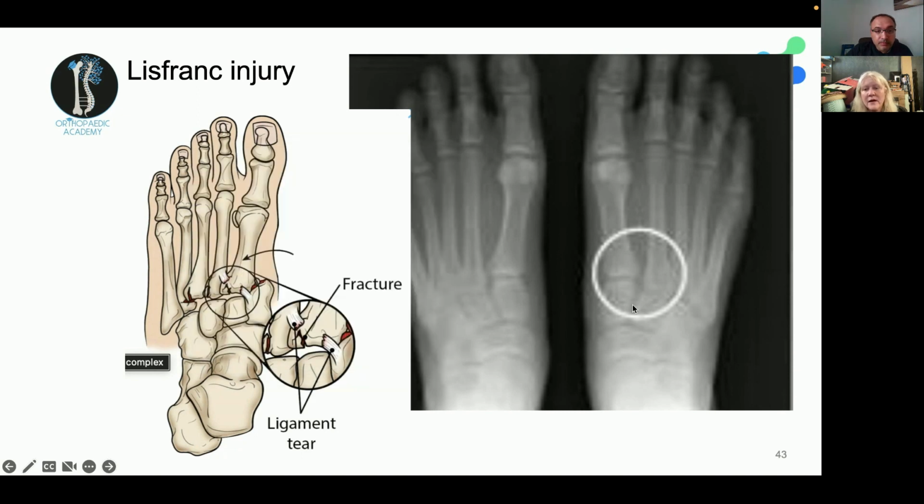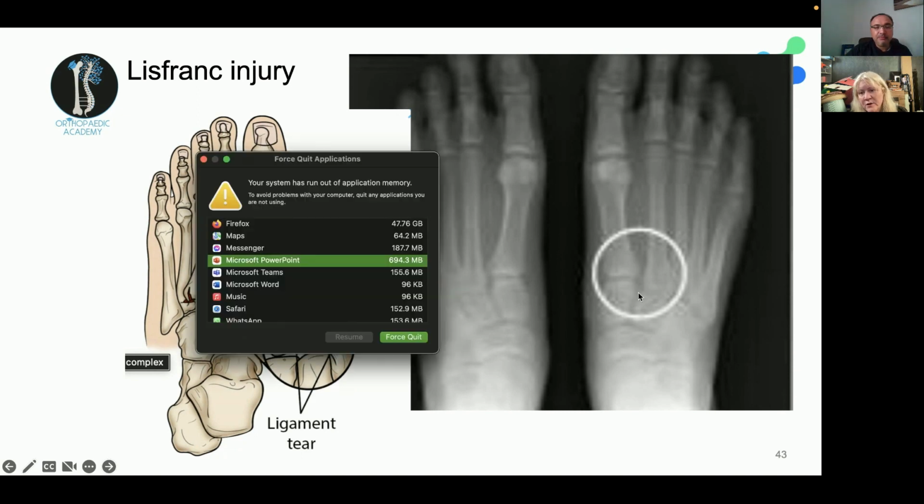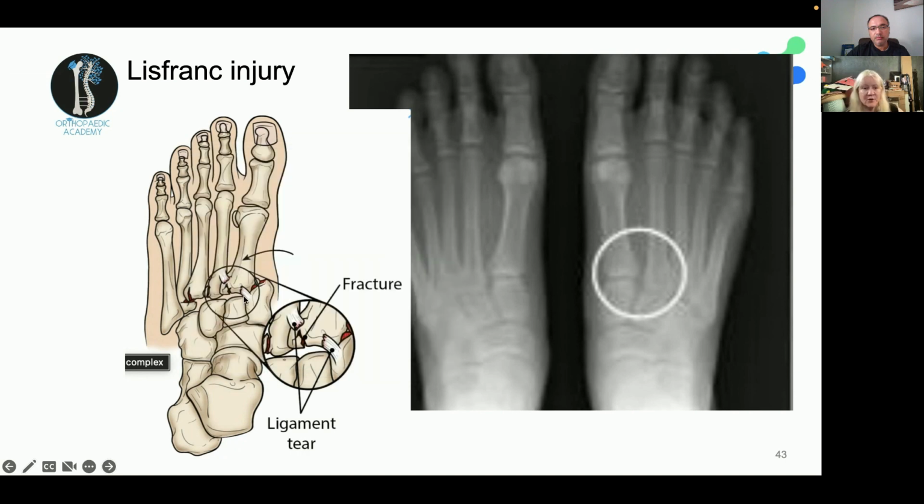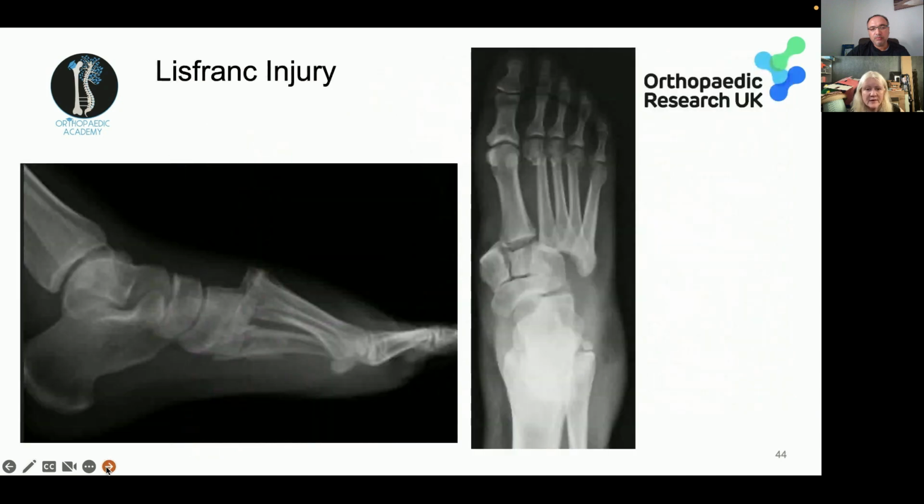Okay. And if we look between the medial cuneiform and the base of the second metatarsal, there's an increase in this gap here. That is the basics of a Lisfranc injury, and here's the diagrammatic representation of it. Now, there's lots of different configurations of this, but that is the mainstay of the Lisfranc. So let's look at some x-rays of it.